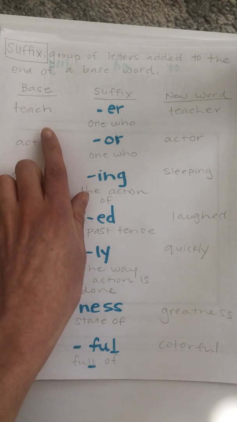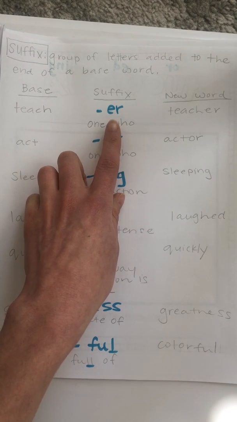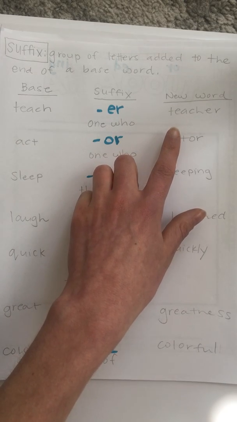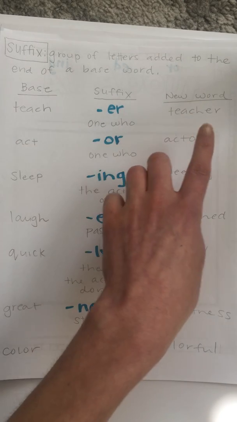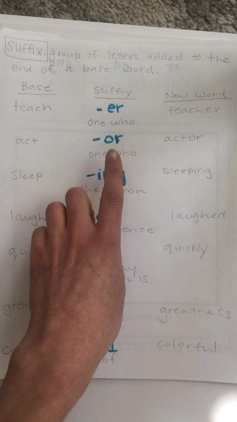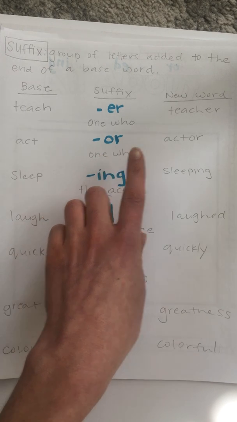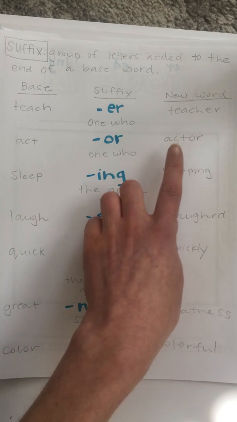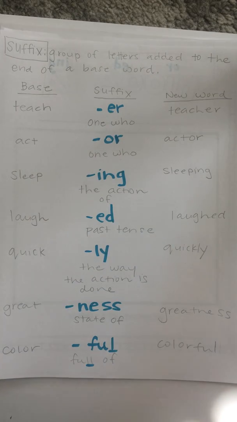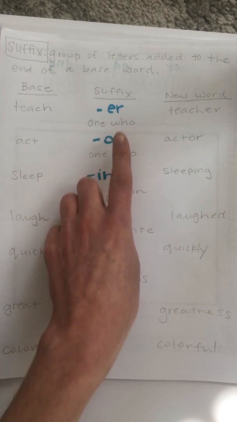So if I look at the base word teach, and I have an ER suffix ending, that has a meaning, and it means one who. So my new word is teacher, and it's not just the action of teaching, it's actually one who teaches. My next word is act, and my suffix is OR. That also means one who. So my new word is actor, one who acts. Notice that my ER and OR endings have the same meaning. So what you need to do is figure out which words are spelled with an OR or which words are spelled with an ER when you come across the suffixes that mean one who.